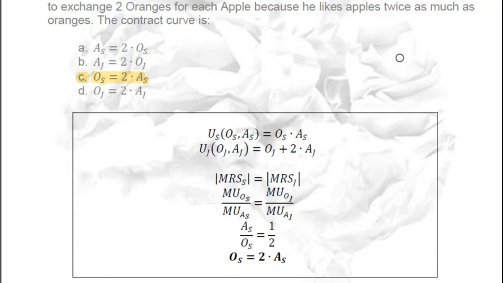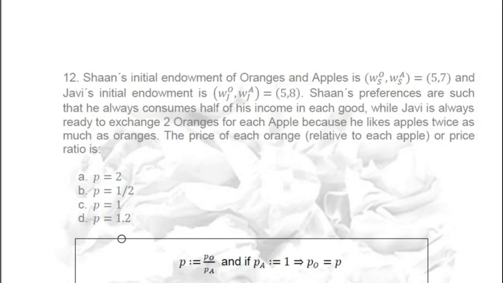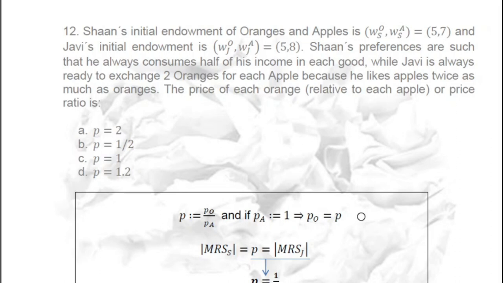Okay, now 12. Sean's initial endowment of oranges and apples, so it's the same exercise. Now the question is the price of each orange relative to each apple, also called the price ratio. Here P is, as I always write, the price of good X. This is the reason why we can do the exercise with only one variable for price. We take apples as the numeraire and give apples price 1, then the price of oranges divided by the price of apples will be equal to the price of oranges, and we call it P. So we only have one variable, P.